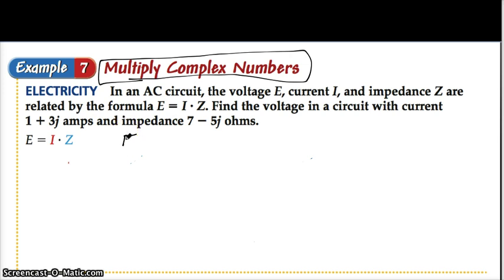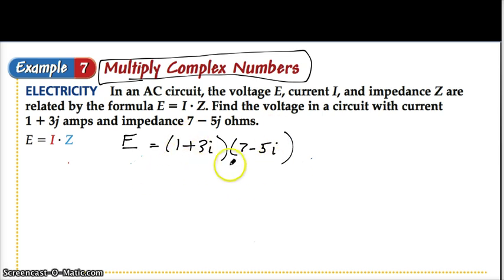So in this case, we're looking at E. We recognize the relationship is E, which we're looking for, is equal to I times Z. In this case, they called it the voltage E is what we're looking for. The current is I, and the impedance is Z. So the current, they told us, in this case is this guy, so that's going to be 1 plus 3i. And the impedance is this in ohms, 7 minus 5i. And so now we're just going to multiply it together.